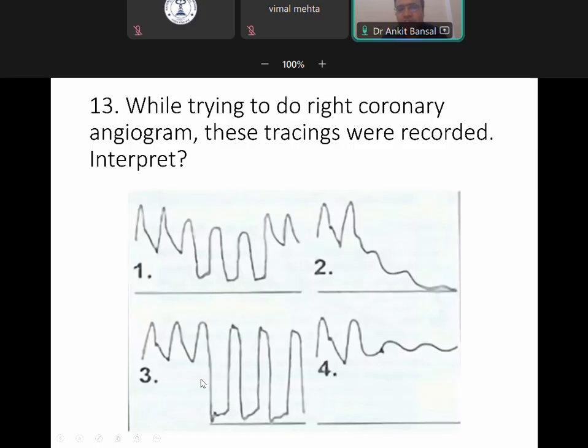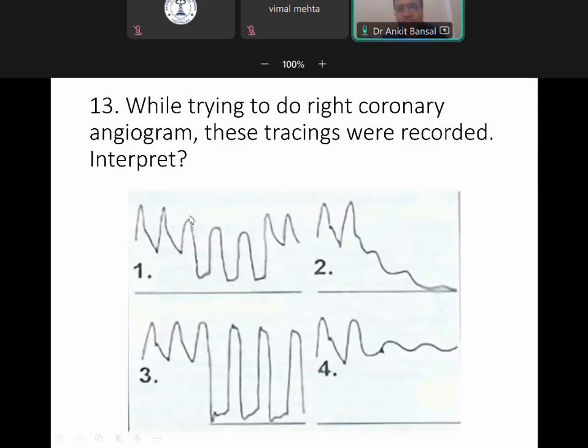What has happened in figure 3? The person is trying to engage the right coronary artery, rotating clockwise, clockwise, clockwise, and the catheter has dropped into the LV. And now you see the difference between 1 and 3. Here the systolic pressures are down. Here the systolic pressures are normal. Here the diastolic pressures are very low. Here the diastolic pressures are in between.